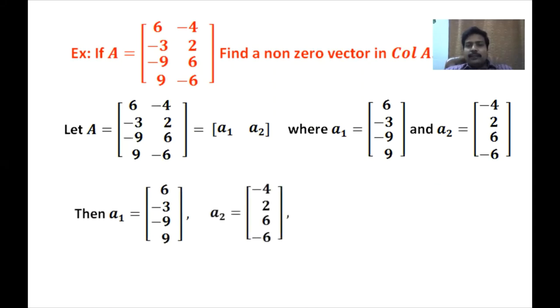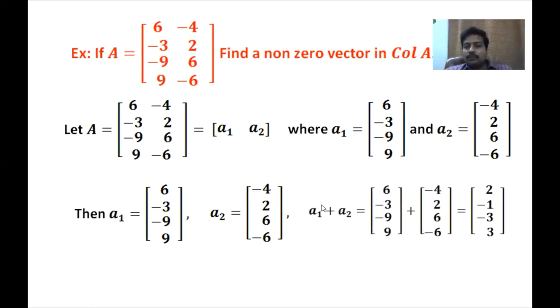Then A1 itself is in column space A, since A1 can be represented as 1 into A1 plus 0 into A2. Since it is a non-zero column, A1 itself is an example of a non-zero vector in column space A. Similarly, A2 can also be written as A2 is equal to 0 A1 plus 1 A2. This is also another example of a non-zero vector in column space.